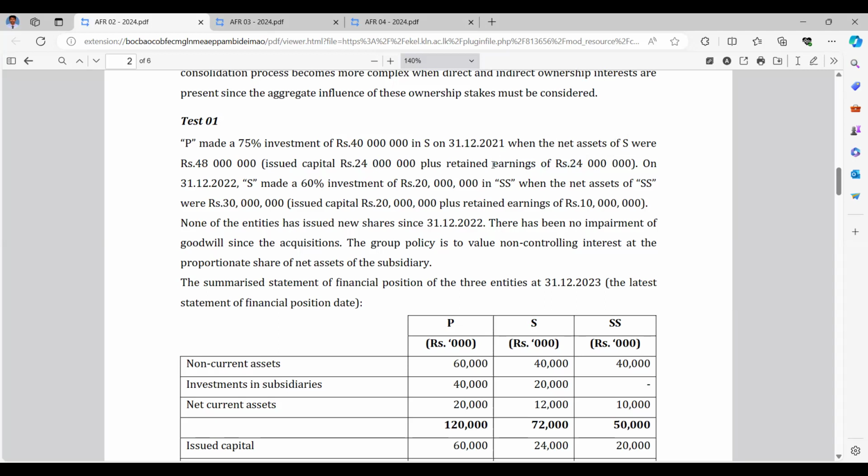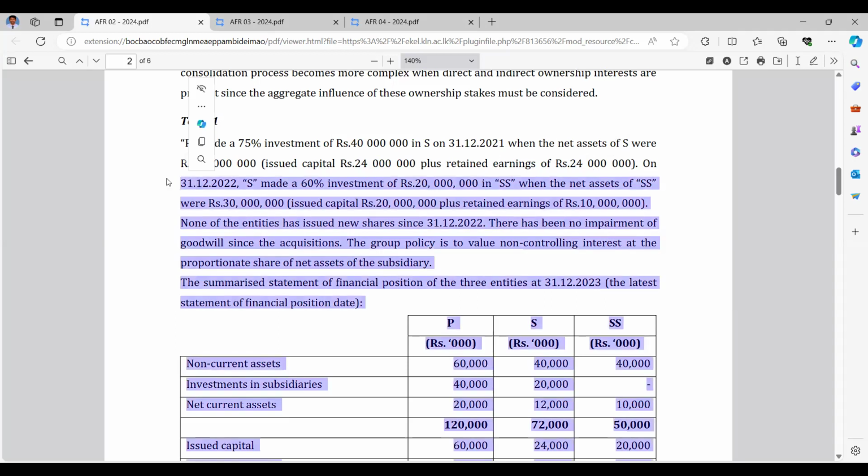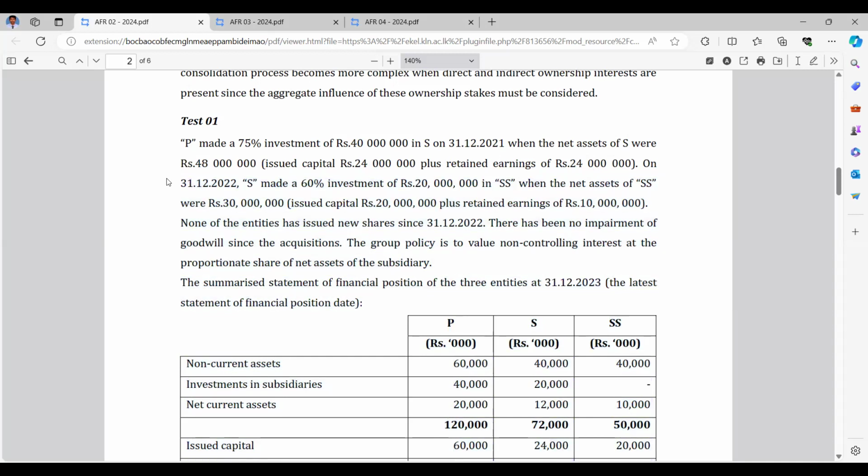After that, firstly, P acquired a subsidiary. Later on, it acquires a sub-subsidiary. The scenario is that the subsidiary is first acquired, and afterwards the subsidiary acquires another subsidiary. From the parent's perspective, we call that subsidiary a sub-subsidiary. S made a 60% investment, 20 million, in SS when the net assets of SS were 30 million.